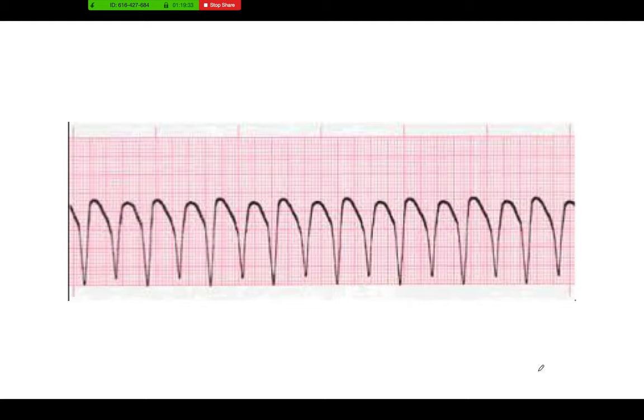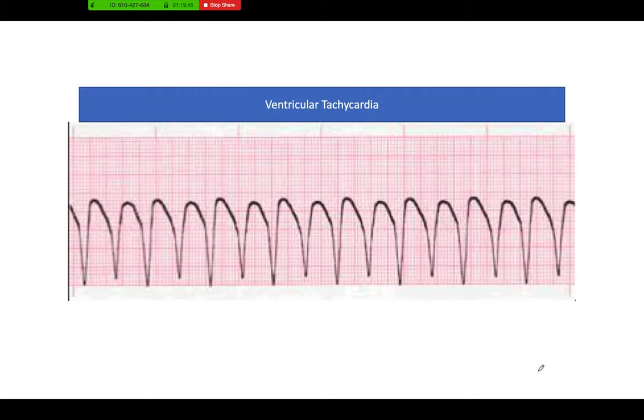It's very ugly. This is going to be not V-fib. It is ventricular. This is going to be V-tach. And the reason that this is not V-fib is that in V-fib, you have a complete disorder of your cardiac rhythm. So rather than seeing, this at least has a rhythm, right?